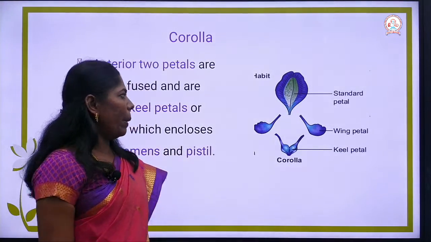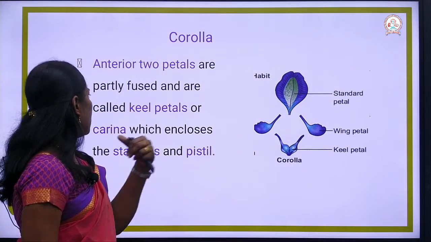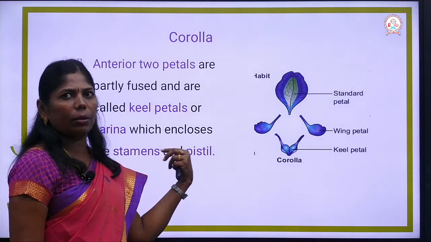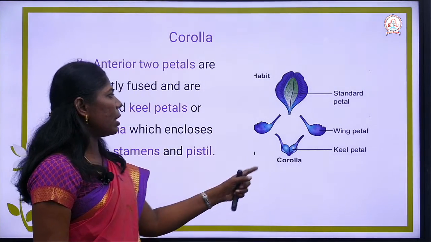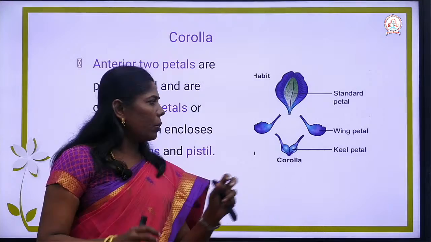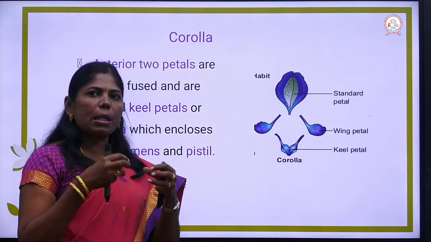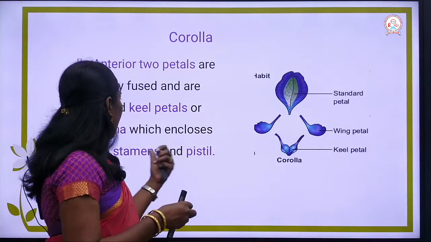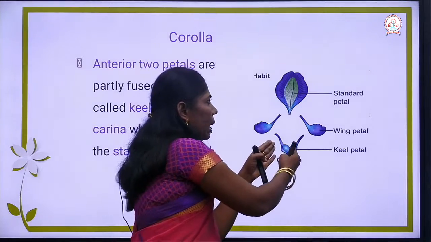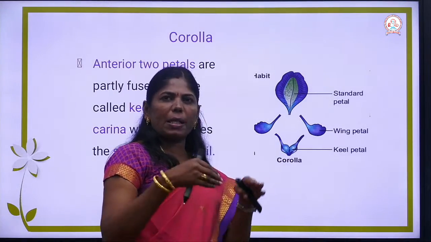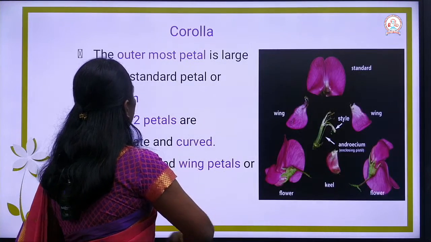Next, the anterior two petals, already I said, are called keel petals, otherwise called carina. Carina petals, which enclose the stamens and the pistil. Inside the keel petal are the stamens. Androecium and gynoecium, both of them are located in the keel petal. So that is a papilionaceous arrangement.